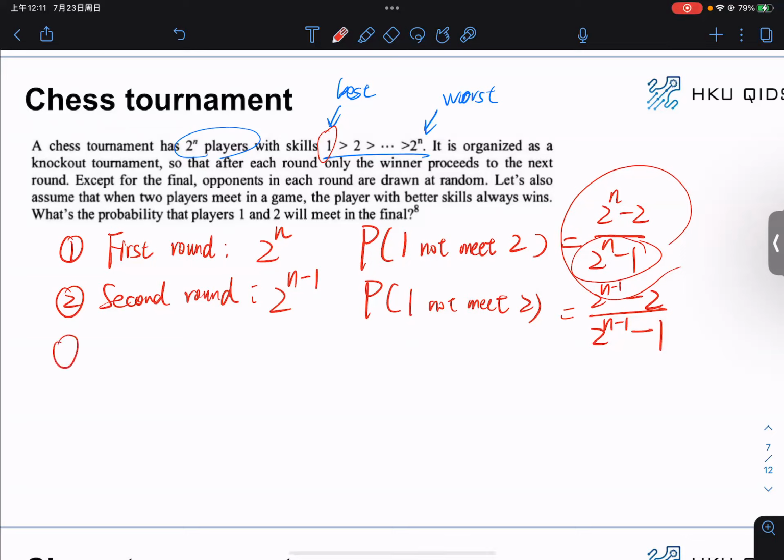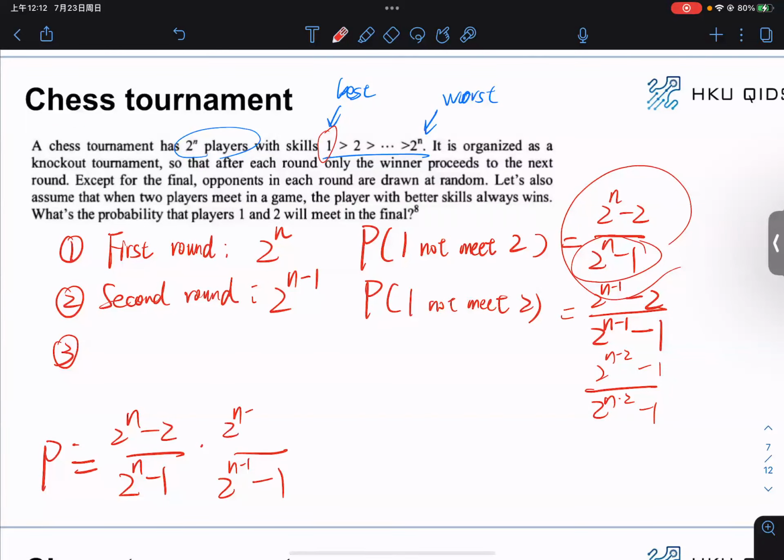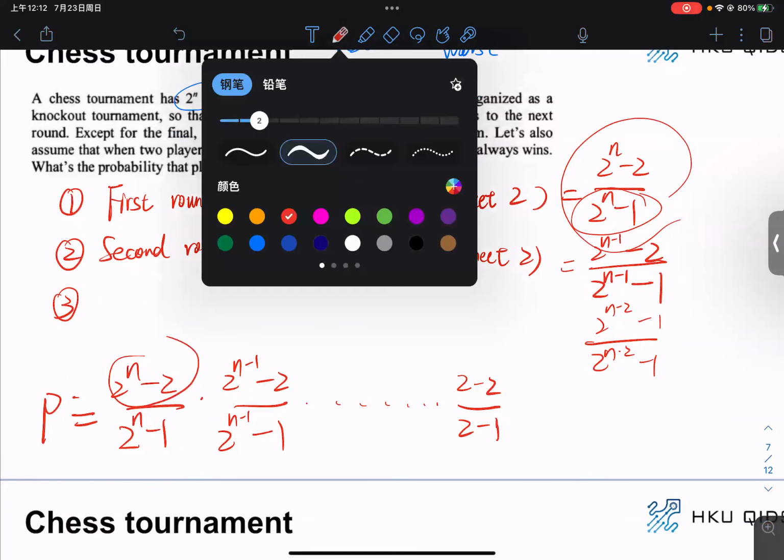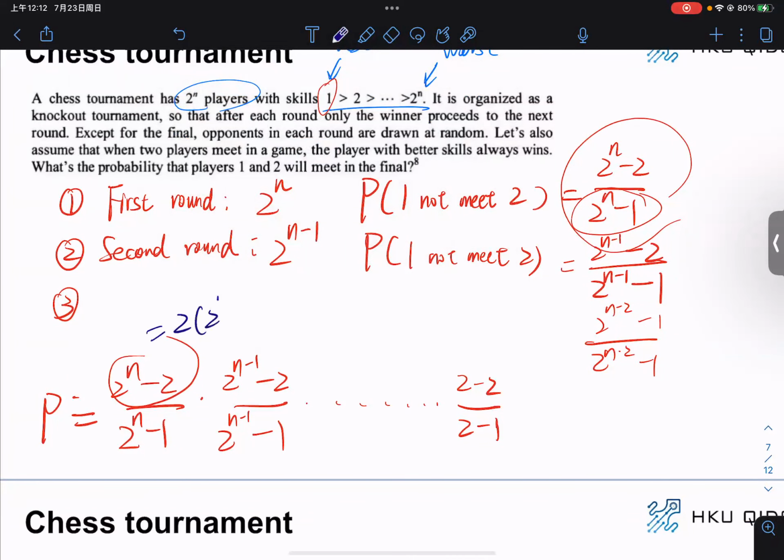So for the third round, it's going to be 2^(n-2) minus 1 over 2^(n-2) minus 2. So the total probability is going to be what? It's going to be (2^n minus 1)/(2^n minus 2), multiplied by (2^(n-1) minus 1)/(2^(n-1) minus 2), multiplied all the way to (2 minus 1)/(2 minus 2), right? And you can see this part can be rewritten as 2^(n-1) minus 1. So this part is canceled out, and this should be canceled out with this 2 all the way here.